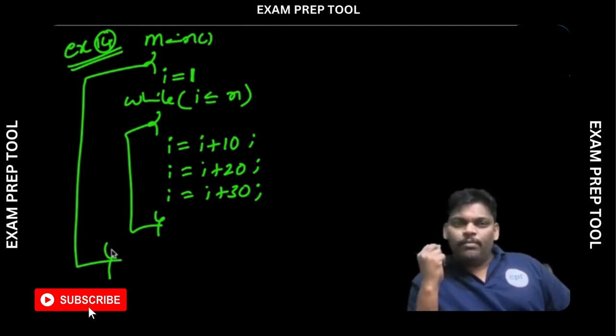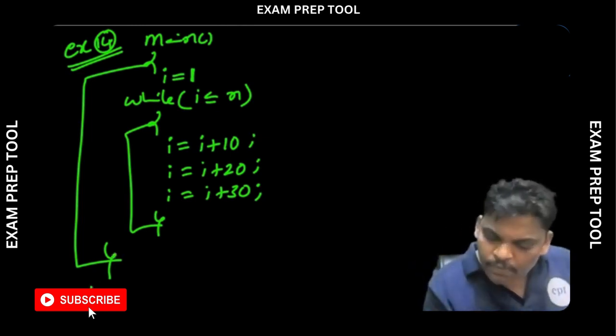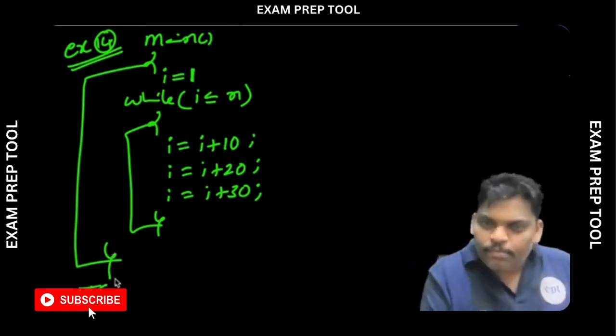Please go ahead. What is the time complexity of this program? Everyone start doing. I less than or equal to n, I is equal to I plus 10, I is equal to I plus 20, I is equal to I plus 30. What is the time complexity of this program?